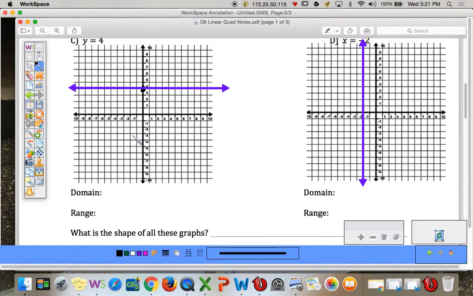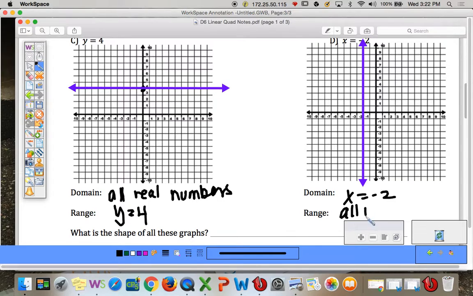Okay, let's talk about domain and range here. So here the domain is all real numbers. Every x value has an answer, but here the range is just one answer. The range here is 4. Y equals 4. Here the domain is just x equals negative 2. That's the only value of x we have, but the range here is all real numbers.